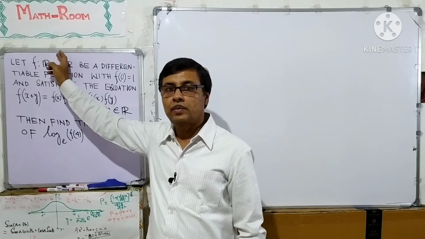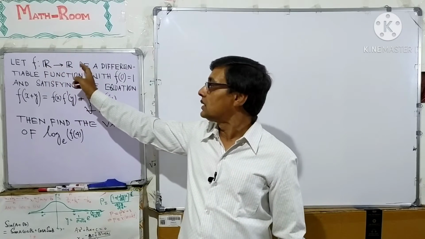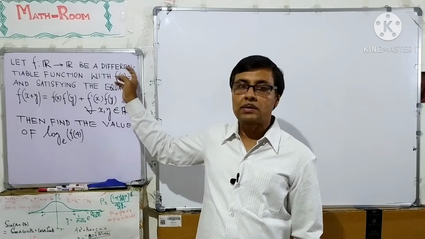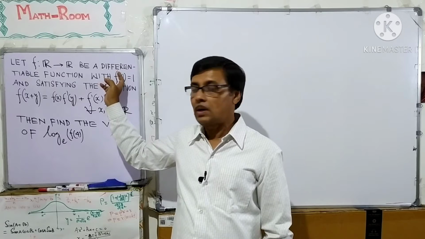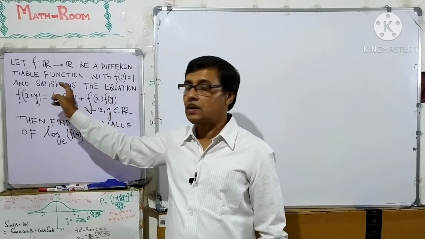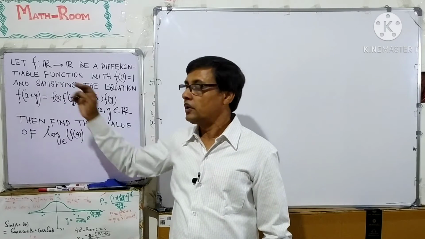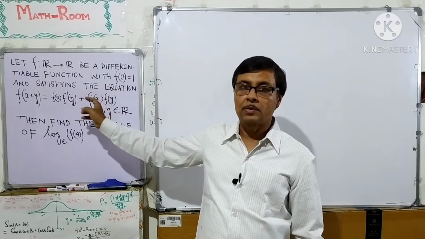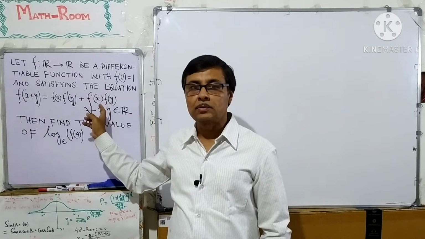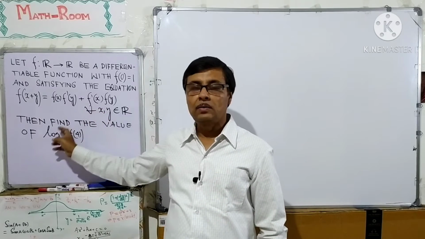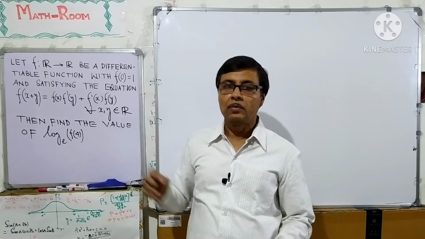Here the function's domain is the set of real numbers, and the image is also the set of real numbers, and the functional value at x equal to 0 is 1. This function satisfies the functional equation f of x plus y equal to f(x) f'(y) plus f'(x) f(y) for all x, y belonging to the set of real numbers. We have to find the value of natural logarithm f of 4.